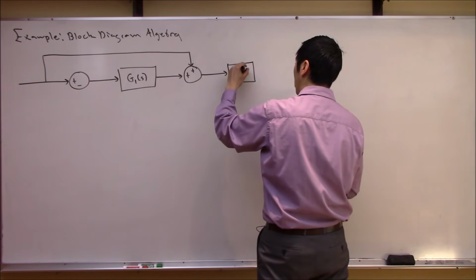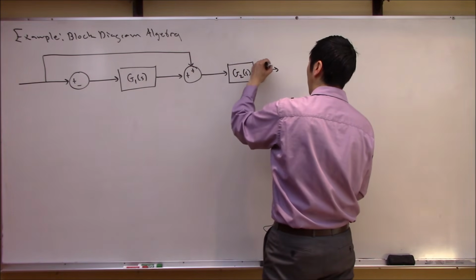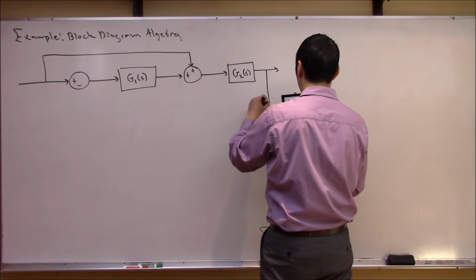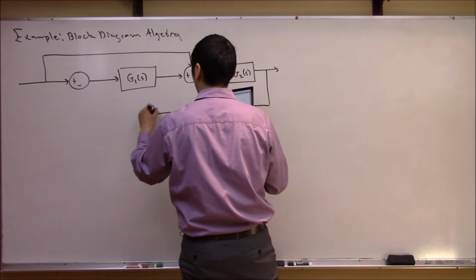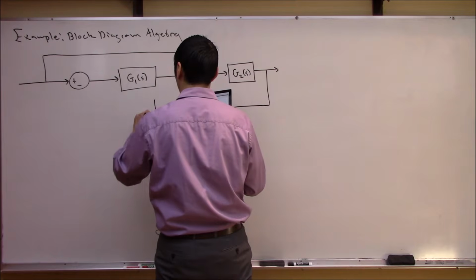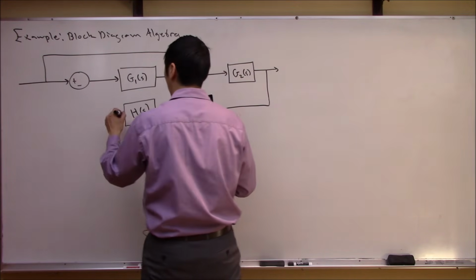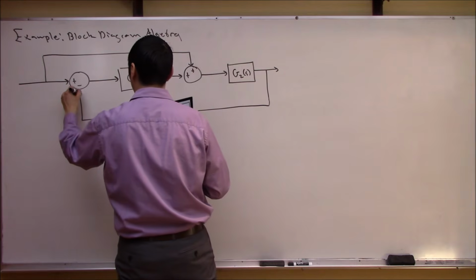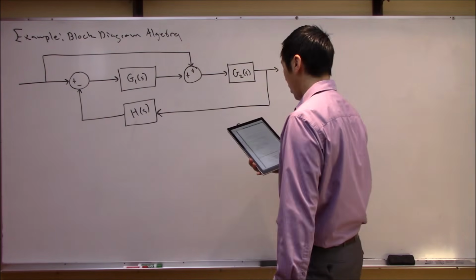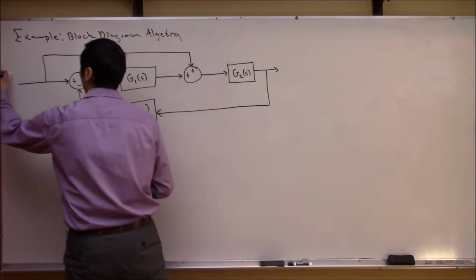Then what we're going to do is take the output of this summing block and stick it into another block. Let's call it G2 of S. And then we'll feed back this signal through a third block. Let's call it H of S. And then that will come back into this feedback loop. Okay, so here's our block diagram.